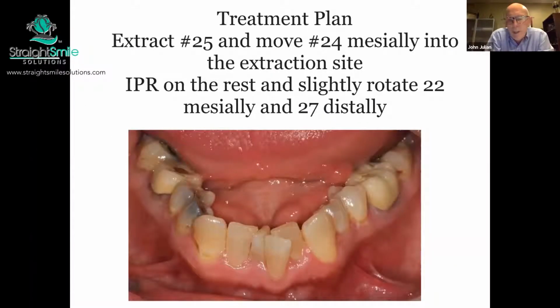So we evaluated and came up with a treatment plan to extract 25 and move 24 mesially into the extraction site, doing IPR on the rest and slightly rotating 22 and 27. We did this not based on just the clinical crowns, but on the bony housing, age of the patient, and what we consider to be a safe environment to do this without causing any negative clinical effects.